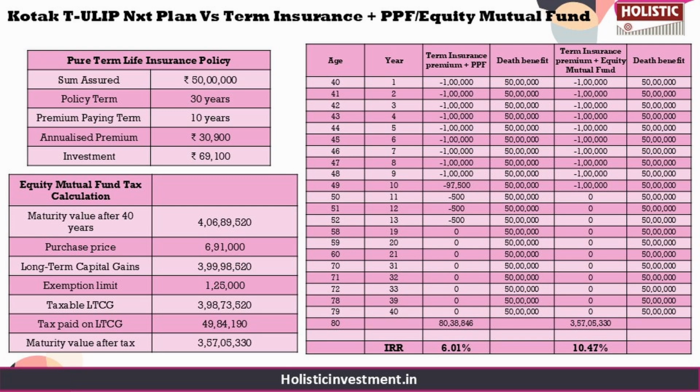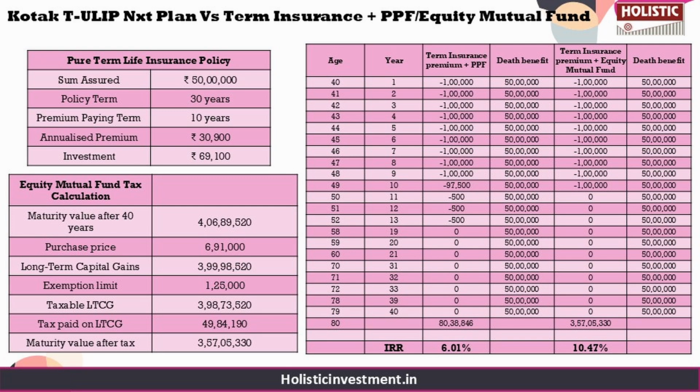So the IRR for the pure term plus PPF combination is 6.01%, which is tax free. Under the pure term and equity mutual funds combo, the equity investment grows to 4.06 crores before tax, and after accounting for the capital gains tax, the post-tax corpus stands at 3.57 crores. So the post-tax IRR is 10.47%, far exceeding both inflation and returns compared to the Kotak policy. If you have any doubts regarding how the equity mutual fund tax is calculated, we do have a small tabular column presented on the screen for your easy reference, which you can pause and see.